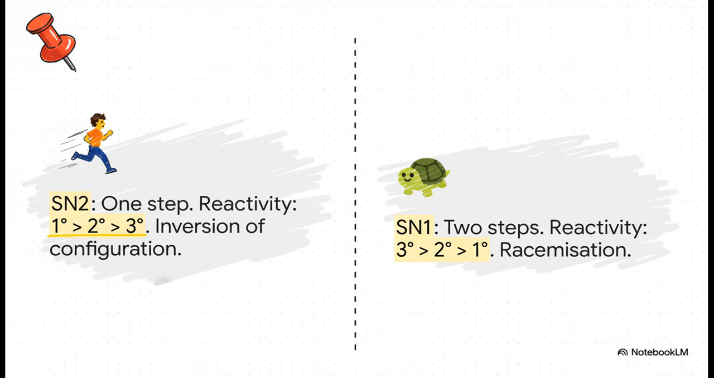On one side, we have SN2. It's a quick, one-step reaction and it prefers primary haloalkanes. On the other side, SN1. It's a slower, two-step reaction that absolutely loves tertiary ones. Did you see that? The reactivity order is completely opposite. Now, don't worry about inversion and racemization for a second, we'll get to that. For now, just take a mental screenshot of this table.